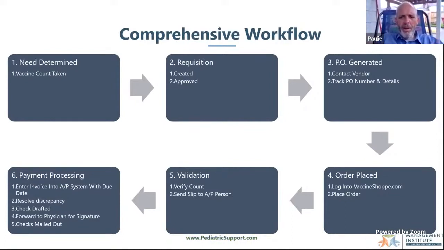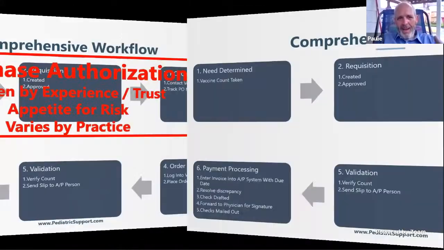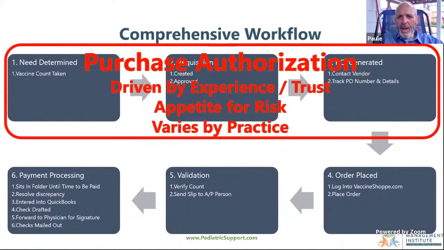And then once the order is placed, you'll log into Vaccine Shop, place the order, and then when it comes in, you're going to do that validation. You'll go back into QuickBooks and confirm, yes, we did get 30 doses of MMR that we ordered, and then that initiates the payment processing. This is very comprehensive, probably most Fortune 500 companies follow this exact method. I don't tend to think that this is really necessary in a conventional pediatric practice where you have people that you're working with.